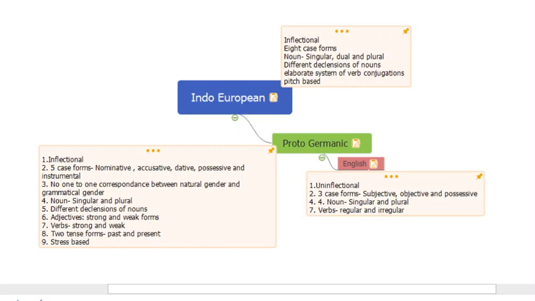Coming on to the eighth characteristic of the Proto-Germanic group, the Proto-Indo-European had an elaborate system of verb conjugations in which there was a multitude of forms used to indicate the tense of the verb. However, in Proto-Germanic, the verb had only two tense forms. What are they? The past and the present form. So, the elaborate system of verb conjugation in Proto-Indo-European was reduced to just two, the present and the past form in Proto-Germanic.